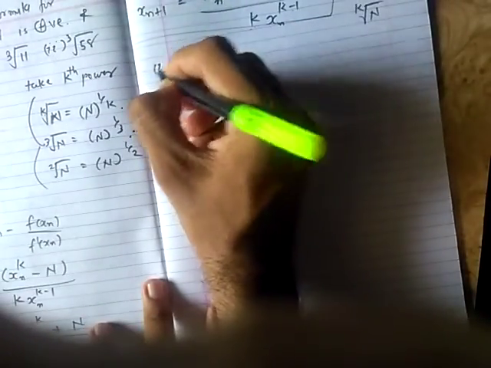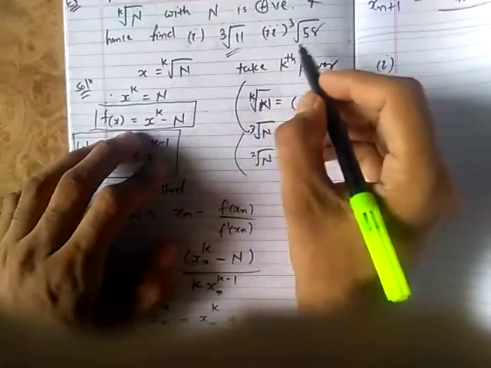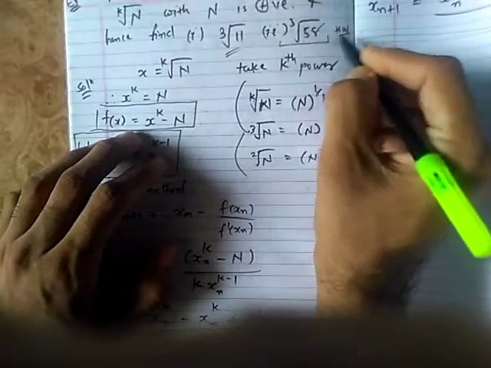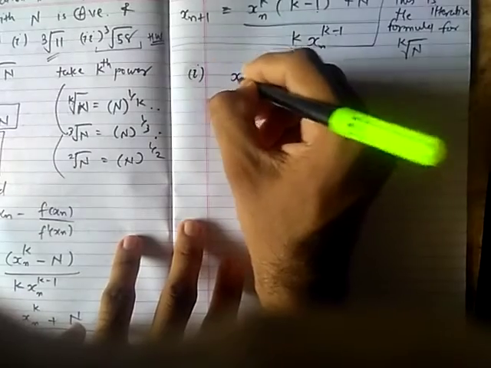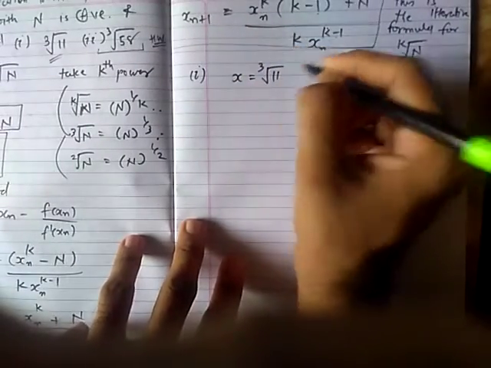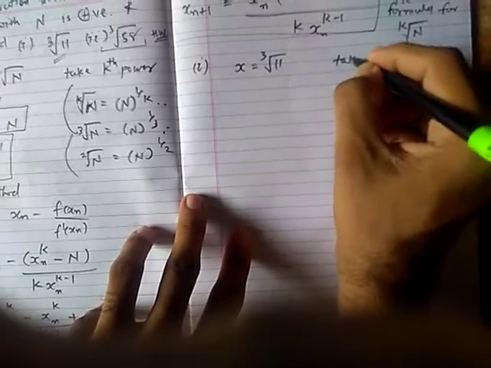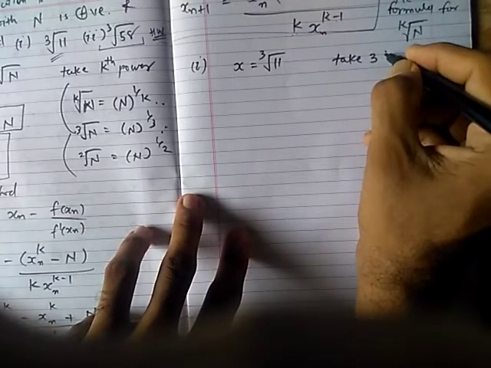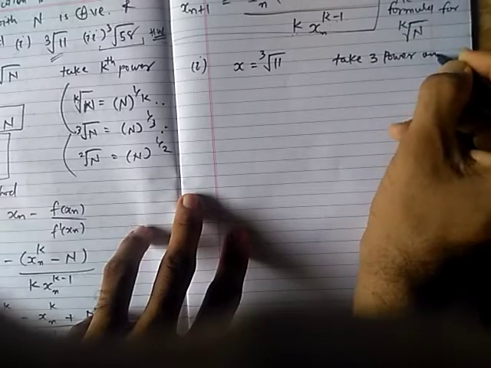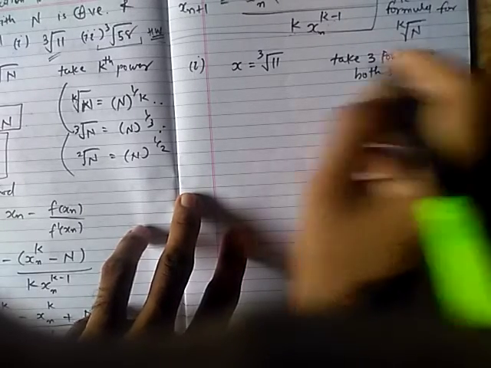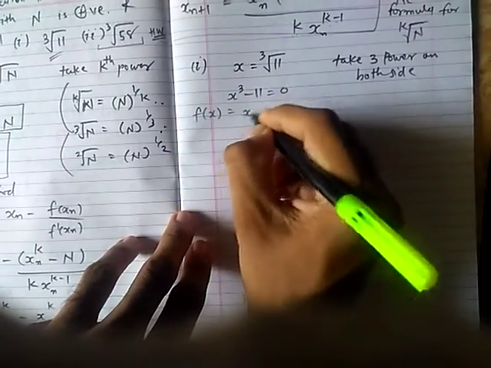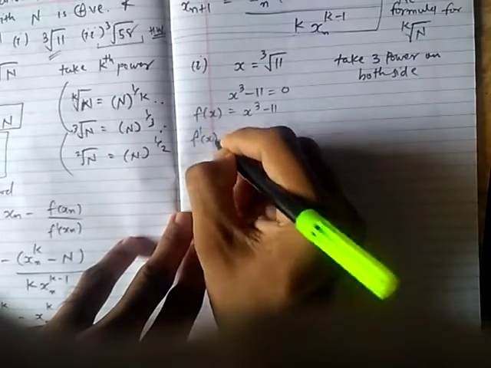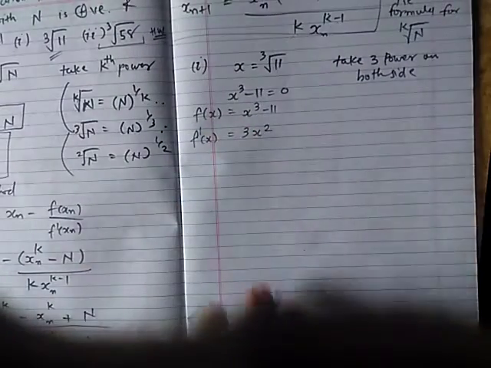So let's take the example, first case. This one I will count, and this one will be for you as homework. So you will have another homework example. Okay, call x equals to cube root of 11. Take cube, 3 power on both sides. So you will get x cube minus 11 equals to 0. So your function of x is equal to x cube minus 11. Function dash of x is equal to 3x square. Apply this formula.